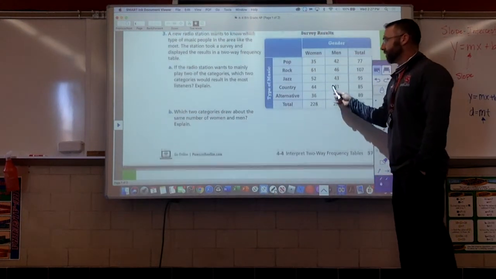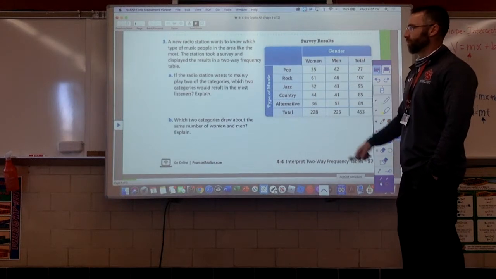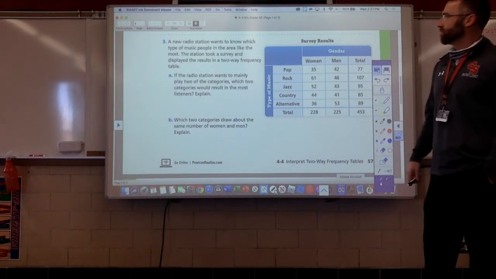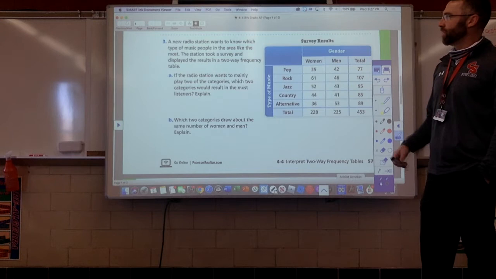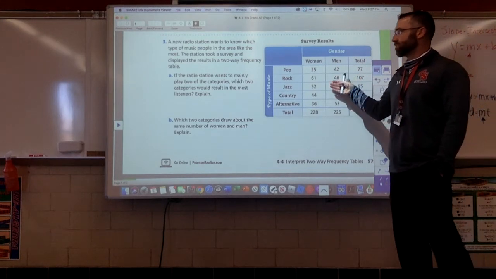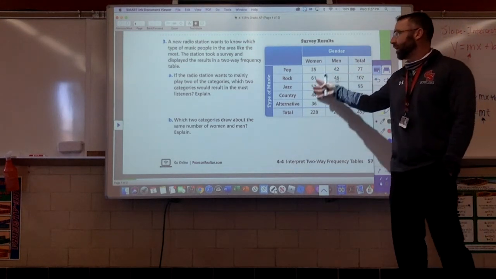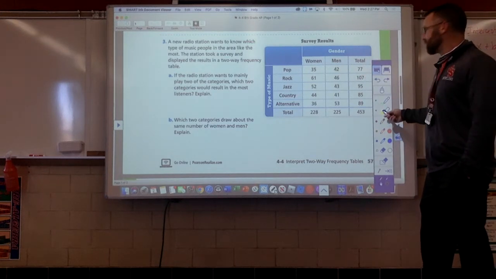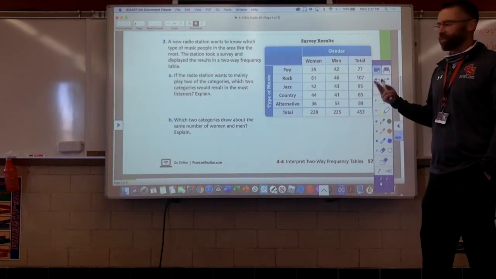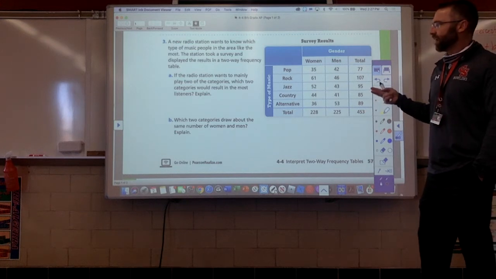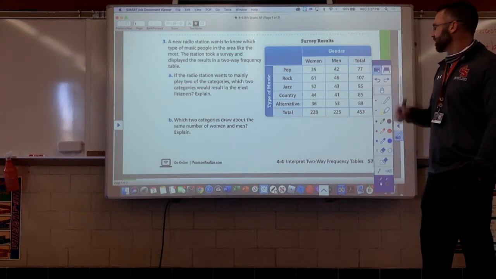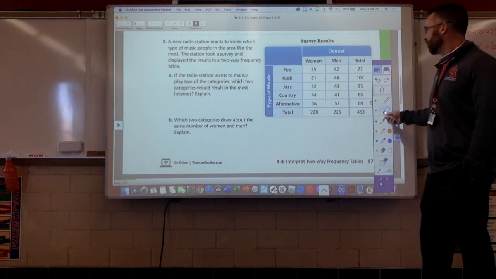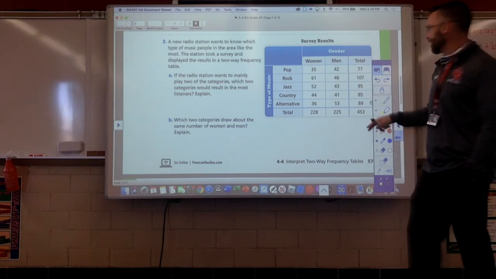Moving on down, another frequency table. A new radio station wants to know which type of music people in the area like the most. The station took the survey and displayed the results in this two-way frequency table. Letter A. If the radio station wants to mainly play two of the categories, which two categories would result in the most number of listeners?